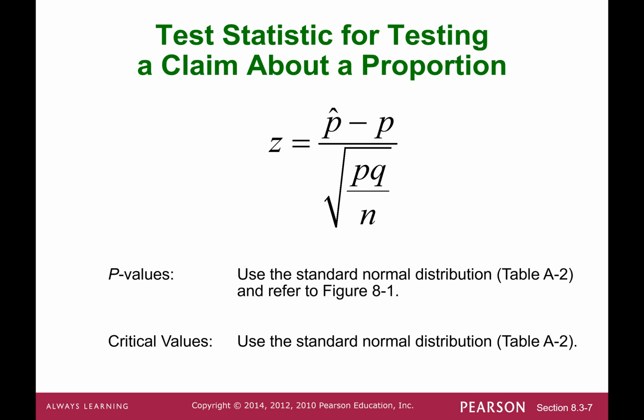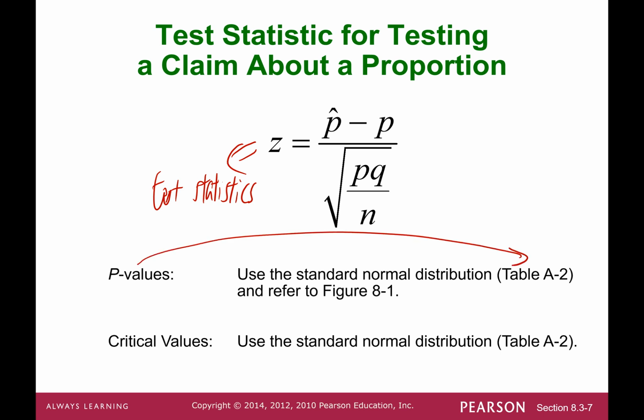Test statistic for testing a claim about a proportion. The test statistic is a z-score, equal to p hat, the sample proportion, minus p, the population proportion, divided by the radical of pq over n. The p-value we will find from table A2. The critical value we can also find from table A2.